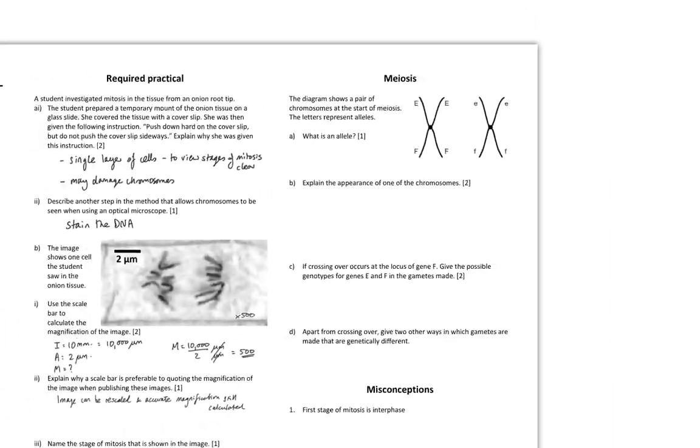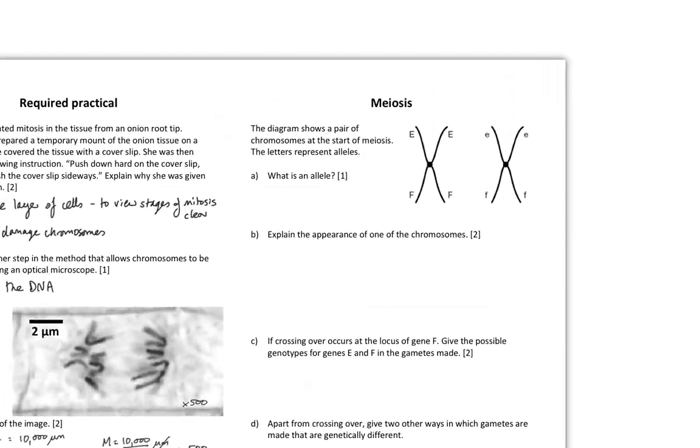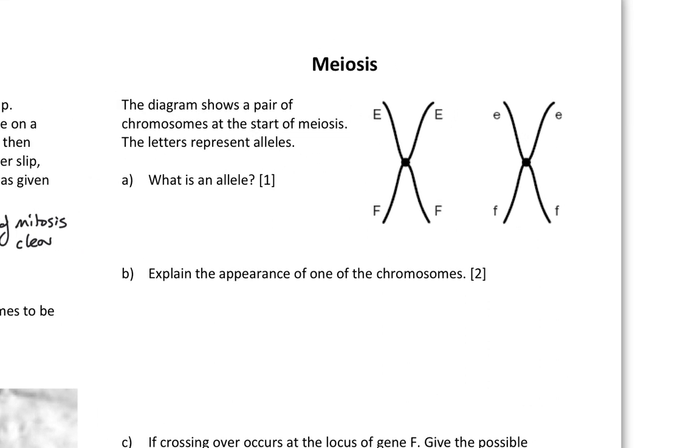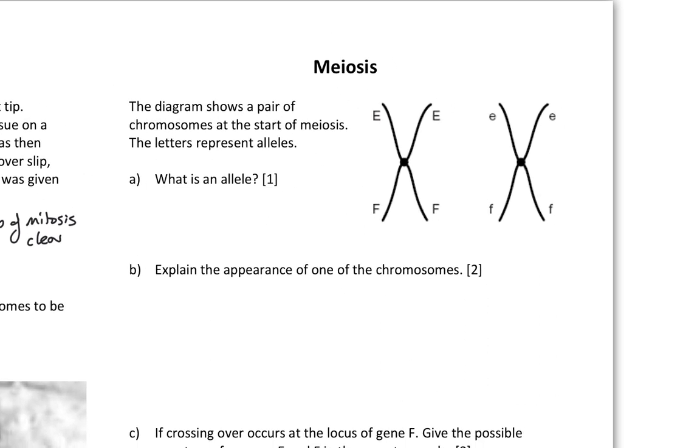So that's the required practicals. How to make a temporary mount. And then there's a bit on meiosis. The diagram shows a pair of chromosomes at the start of meiosis. The letters represent alleles. What is an allele? It's a form of a gene.